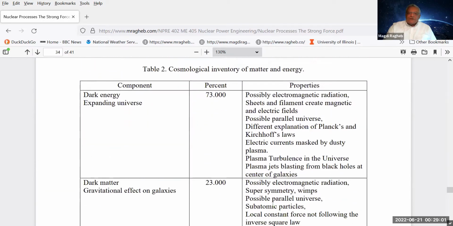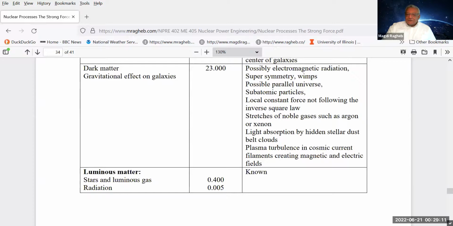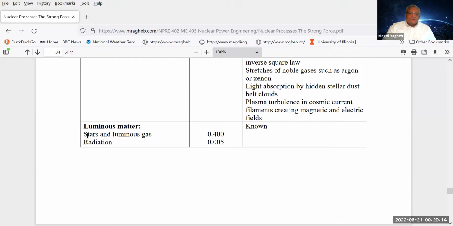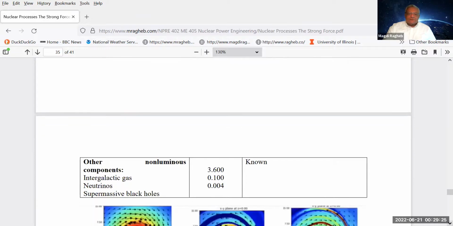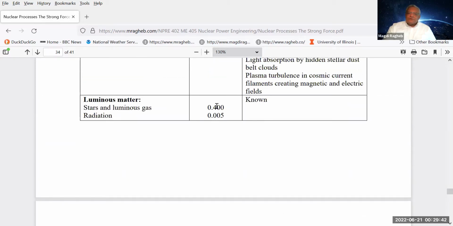It turns out that when we look at our world, our cosmos, our universe, you'll find that what we see as stars and dust among the stars, what we call luminous matter, the stars and luminous gas radiation, is only 0.4% of the known universe, only 0.4%. If you take non-luminous components like intergalactic gas, neutrinos, and supermassive black holes, that's 3.6% of the mass of the known universe. So if you add 3.6 to 0.4, that 4% is something that we can see in our known universe.